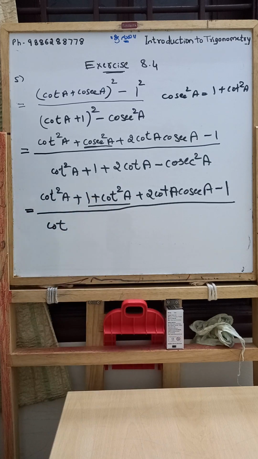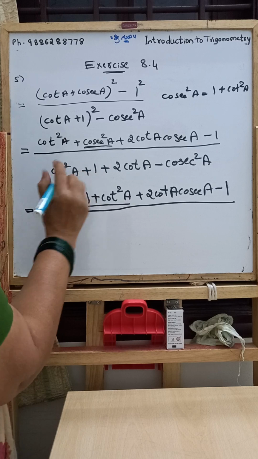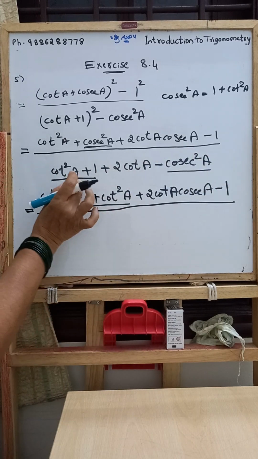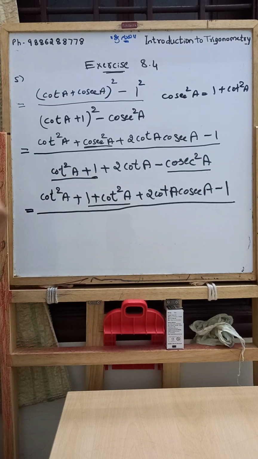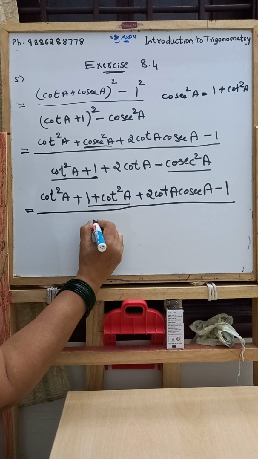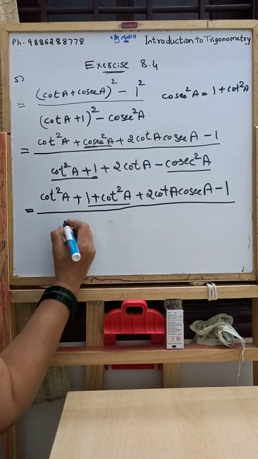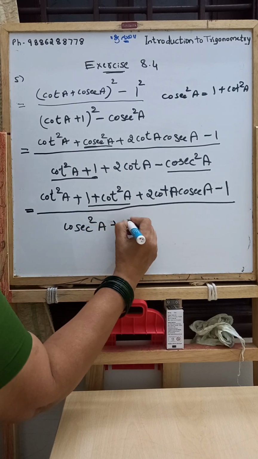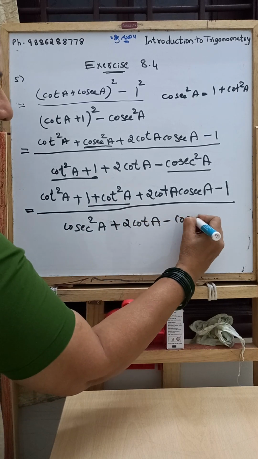And here one more thing. This cot square A plus 1 is cosec square A. So cosec square A minus cosec square A will be 0. Therefore, we are left with 2. Okay, let us write it. This is cosec square A plus 2 cot A minus cosec square A.